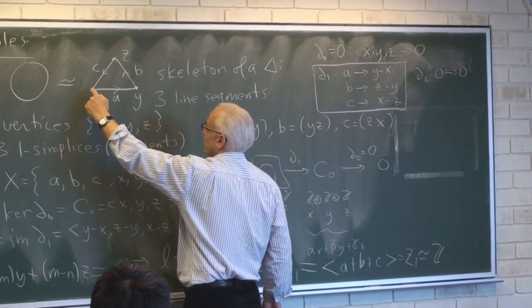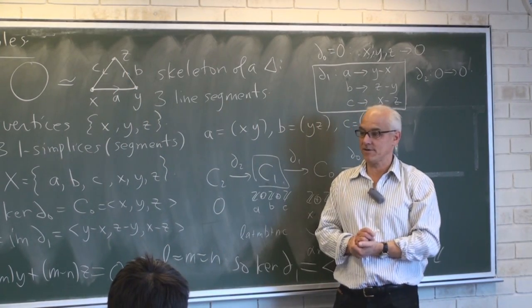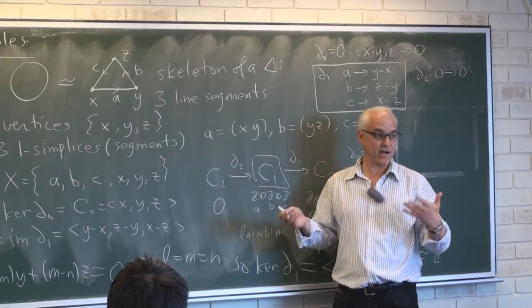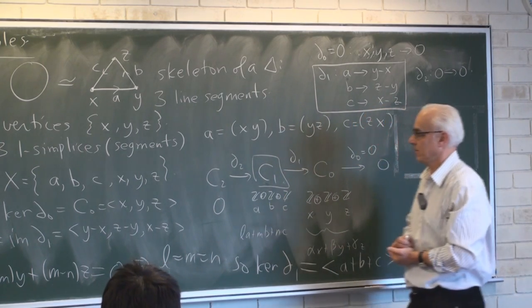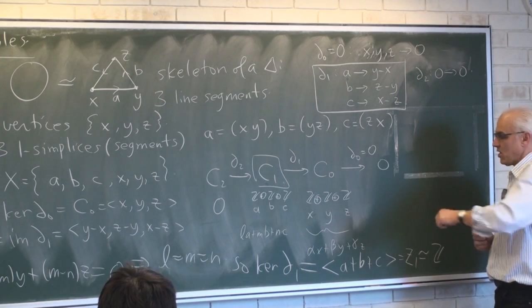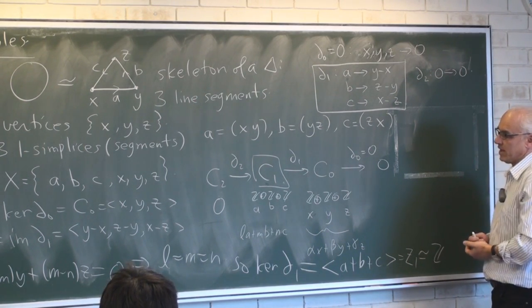What is A plus B plus C? It's just that little loop going around the hole once. That is a cycle. That's what a cycle ought to be, and our algebra is just reflecting that. So any combination or any multiple of that cycle is a cycle. That's the space of cycles.